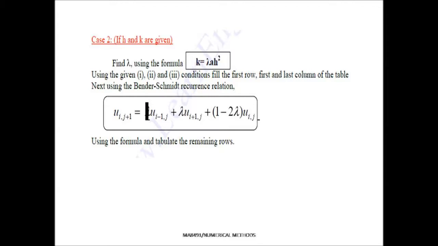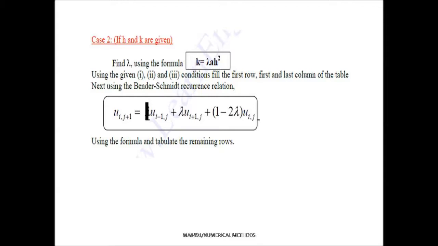Now for case 2, we will be using a new formula where you find u(i, j+1) by the formula λ u(i-1, j) + λ u(i+1, j) + (1 - 2λ) u(i, j). Now using this formula, we are going to tabulate our remaining rows from the previous rows and the first and the last column.